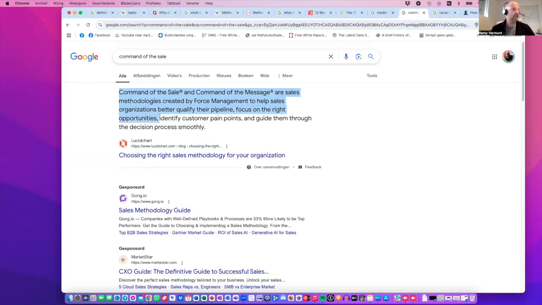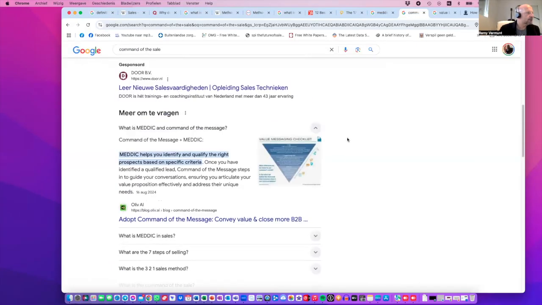So yes, of course, identify customer pain points. Nothing new here since Neil Rackham came with SPIN in the 80s already, and guide them through the decision process smoothly. I'm curious how Command of the Message is actually a methodology and how you would guide your prospects smoothly. Anything else?